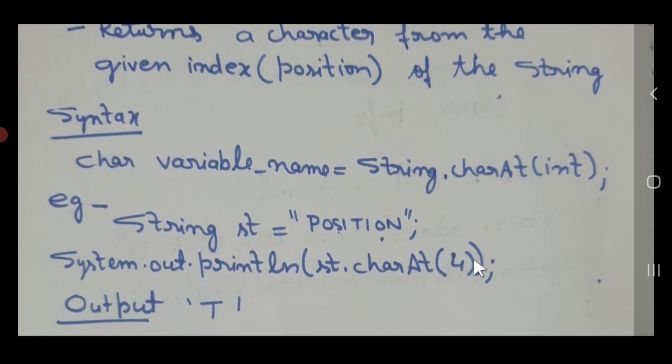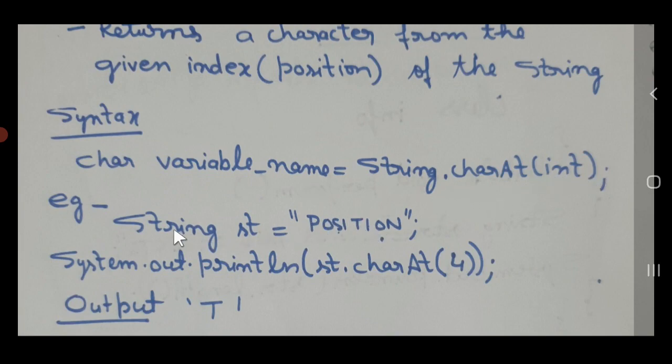All right. Now here, students, you see one example. char variable_name = string.charAt(int); it is a format. So whatever the character at a particular location in the given string, that will be returned and stored in this variable, which is again of char type. So remember, the return type is char, and the argument is of int type.